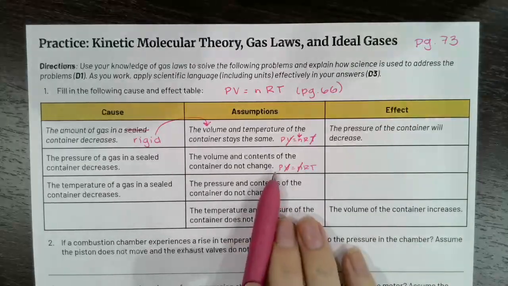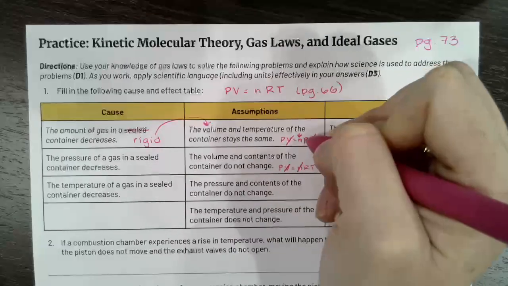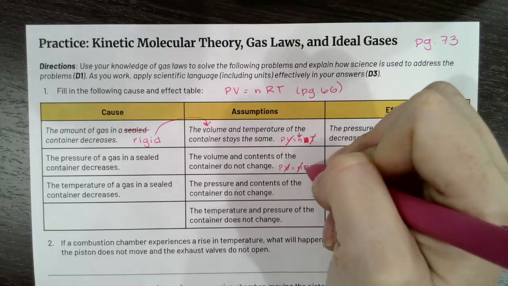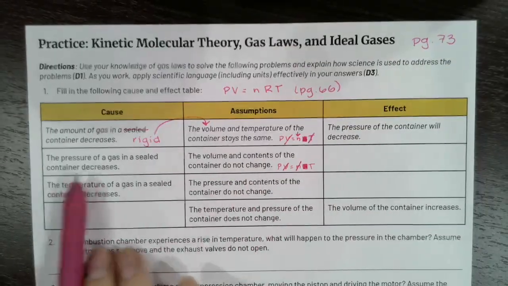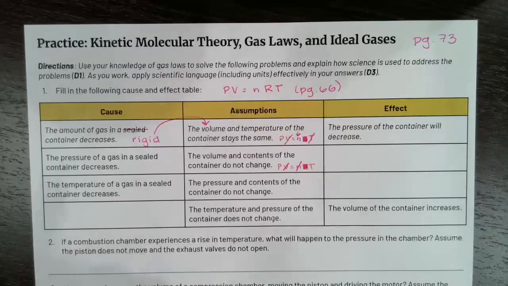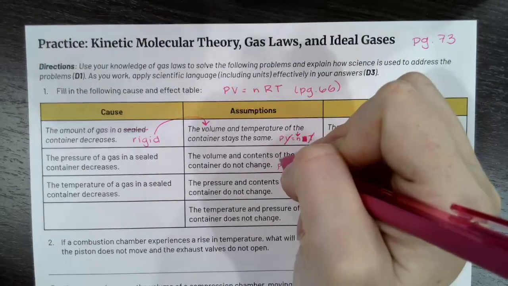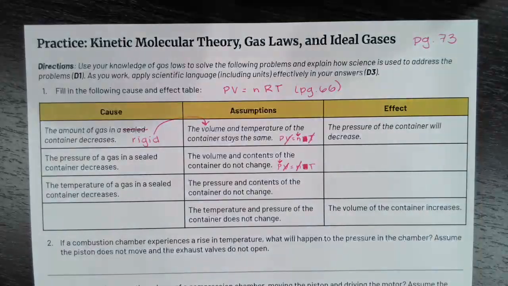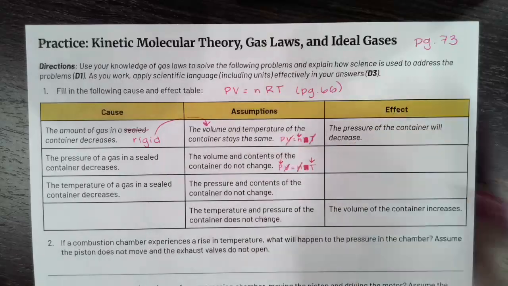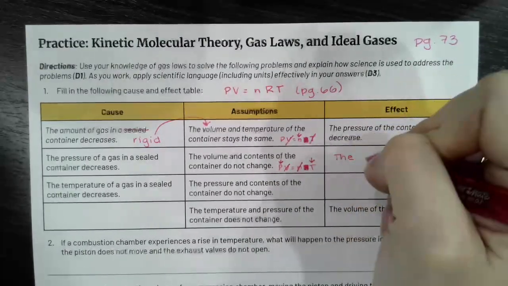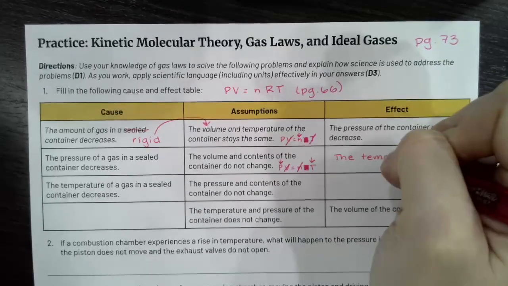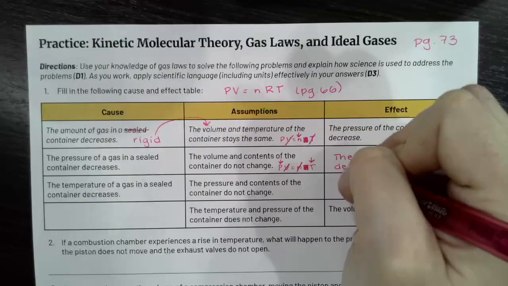All right, well, so we're left with two variables. Remember, this R never counts as a variable. It's a constant. It's always just a number. Okay. So, if the pressure of the gas in the container decreases, what's going to happen to the temperature? It's going to decrease. Right, the temperature is going to decrease. Whatever happens to one side of the equation has to happen to the other. So there's our effect. The temperature decreases.